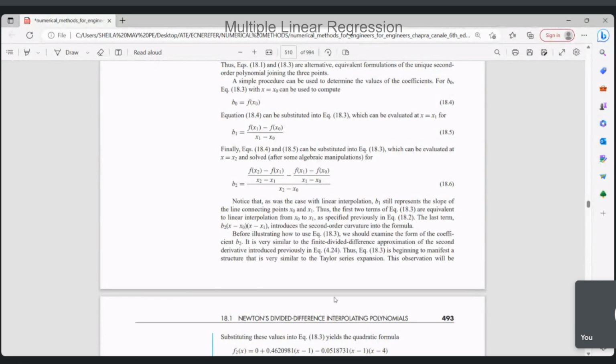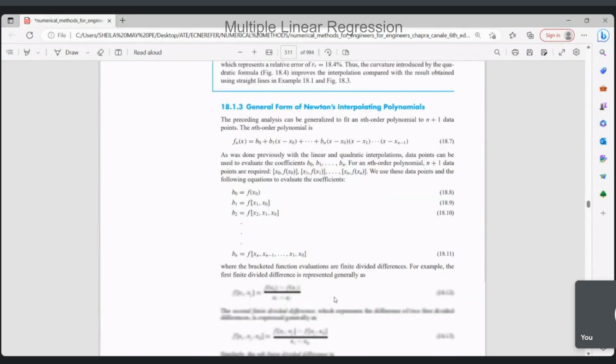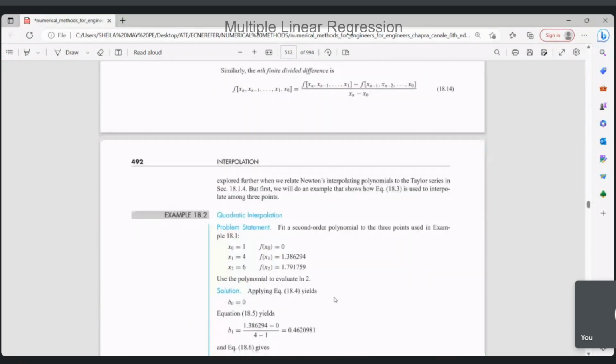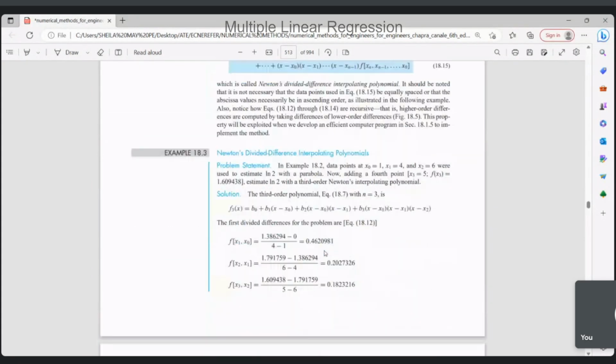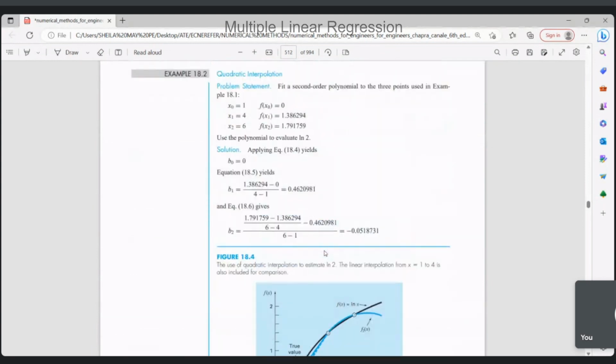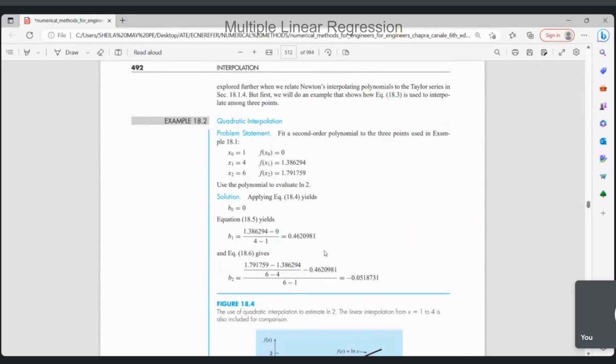Okay, diba, may formula na tayo. Okay. Now, class, we have here an example for quadratic interpolation. Fit a second order polynomial to the 3 points used in example 18.1.